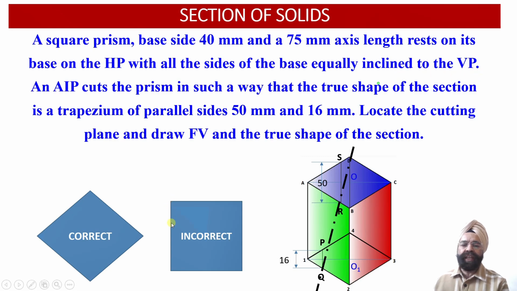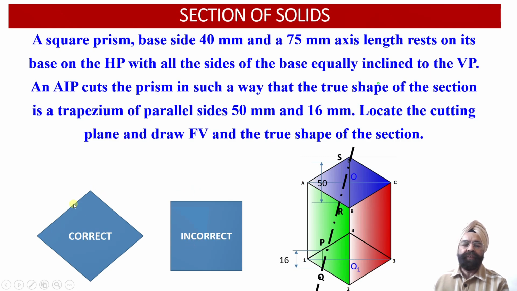So if we locate the square prism onto the horizontal plane in this orientation, we will find that two of the edges of the base of the square prism will be parallel to the vertical plane and two edges of the base will be perpendicular to the vertical plane. So this is the incorrect orientation of the square prism onto the horizontal plane.